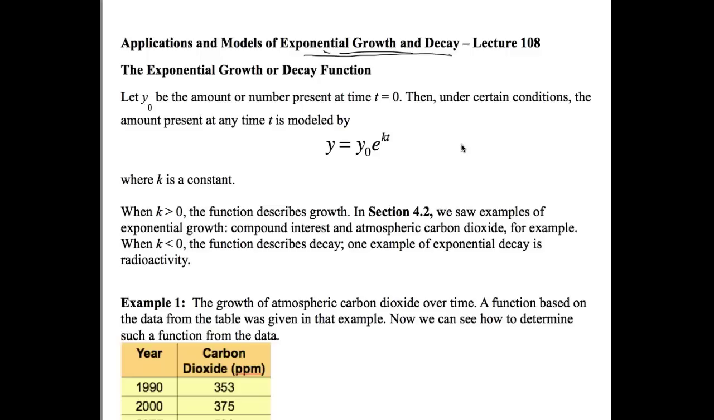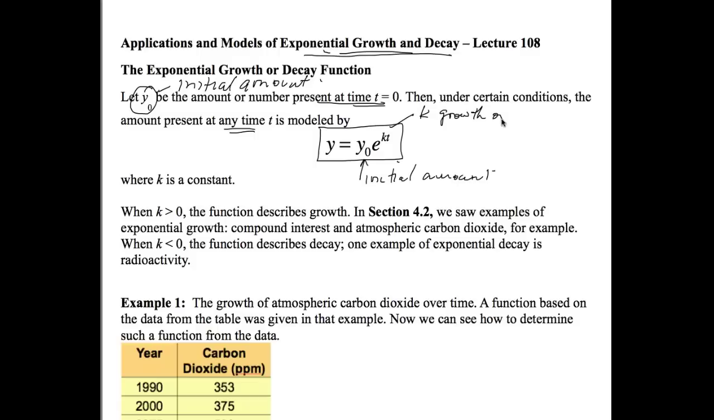So basically, we have an initial amount to start with. This is what's called an initial amount, which is present at time t equals zero. Now, under certain conditions, like I said, the rate of growth is proportional to the amount that's there initially. Then the amount present at any time t can be modeled by this function: y equals y0, that's the initial amount, times e to the kt. k is called the growth or decay constant, and of course t is in units of time.